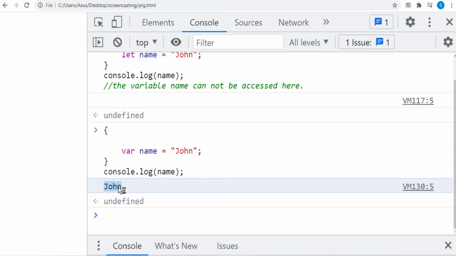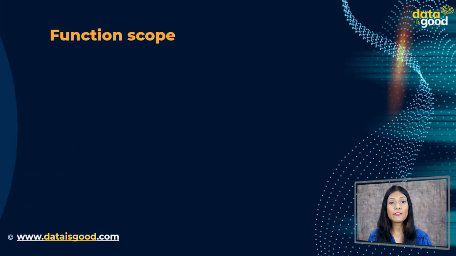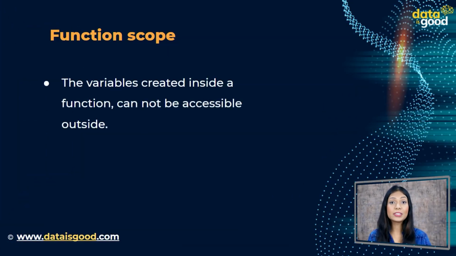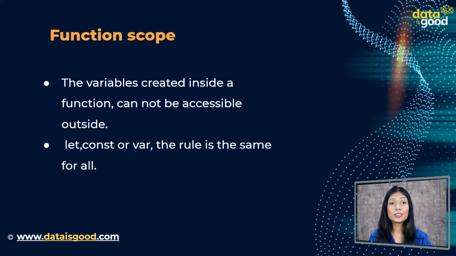So let us move forward to the next type of scope, that is the function scope. Function scope means the variables created inside a function cannot be accessed outside. Isn't it straightforward? It does not matter if you are creating a variable using let, const, or var. The rule is the same for all. Each function creates a new scope.